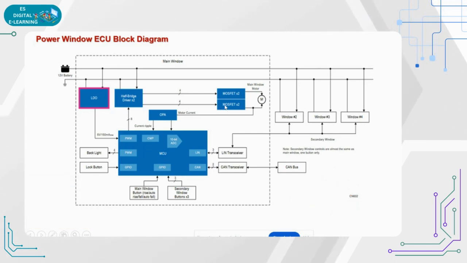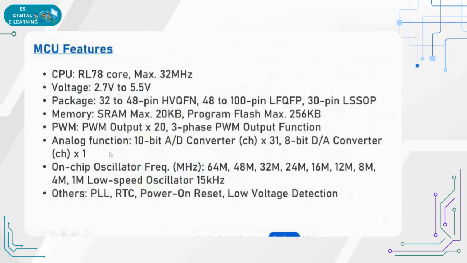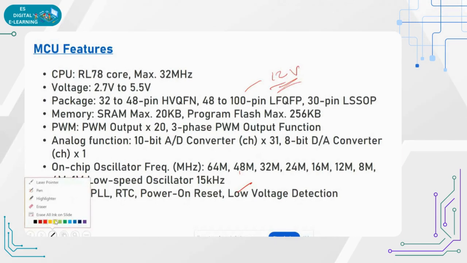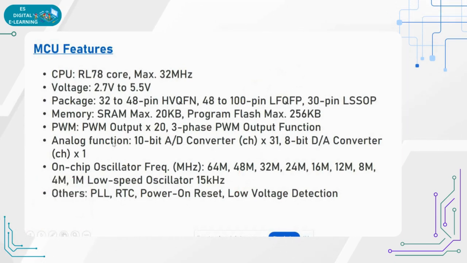And in detail, we have the MOSFETs and some of the operations that usually happen. And what are the features of the microcontroller? As I told you, it's a Renesas CPU. And what voltage does it take? 2.7 to 5.5 volts is the minimum voltage range it will operate within. But in organizations, when we work on these ECUs, we always use a 12 volt power supply, and that is the normal voltage we give it.